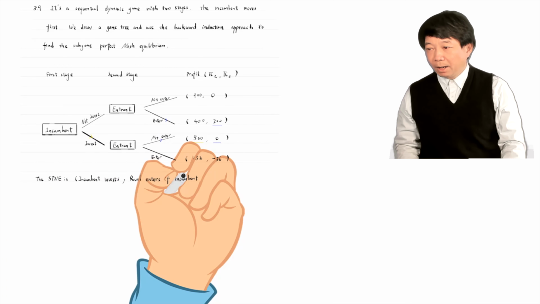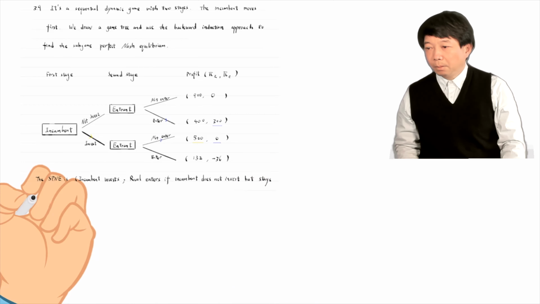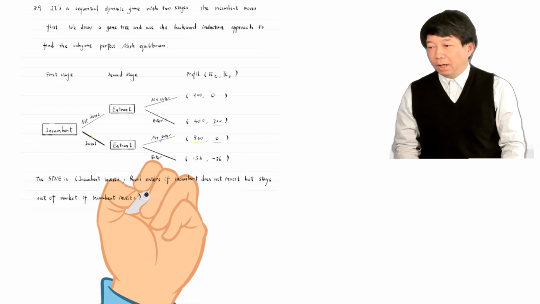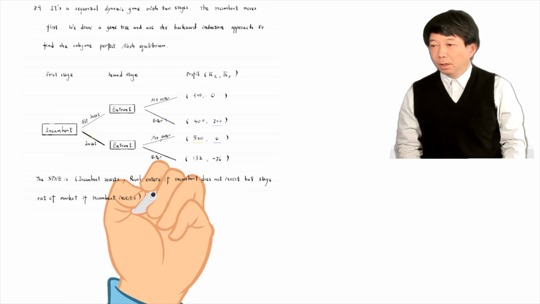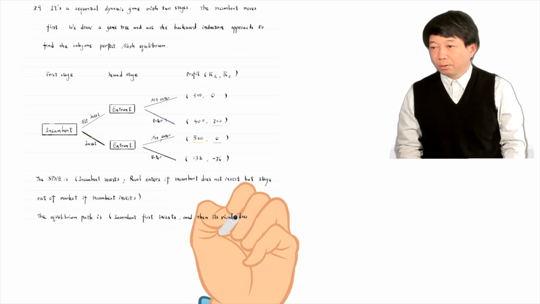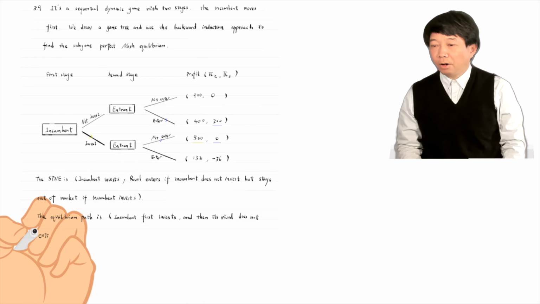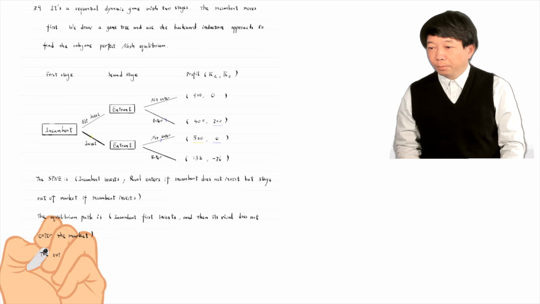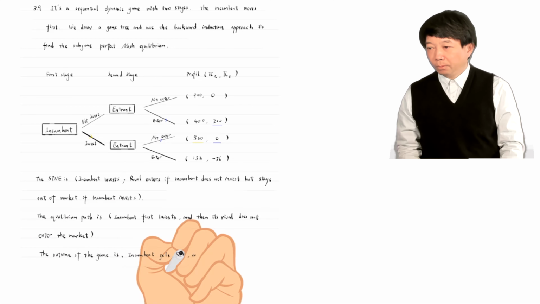The rival enters the market if the incumbent does not invest, but stays out of the market if the incumbent invests. Recall that a strategy is a plan that specifies a full set of actions conditional on the other player's possible actions. So, the rival's strategy should be stated as above. The equilibrium path is that the incumbent first invests, and then its rival does not enter the market. The outcome of the game is that the incumbent gets 500 and the rival gets 0.